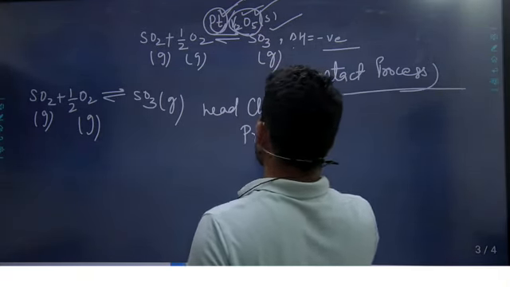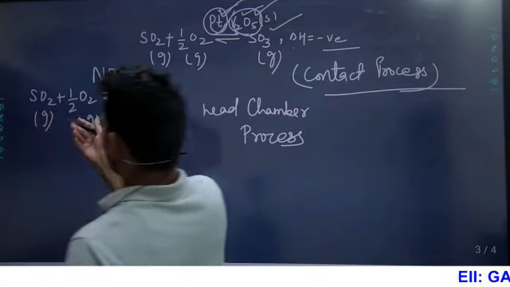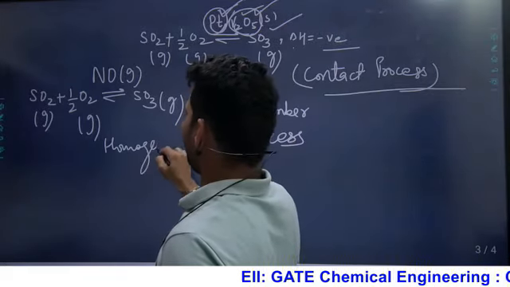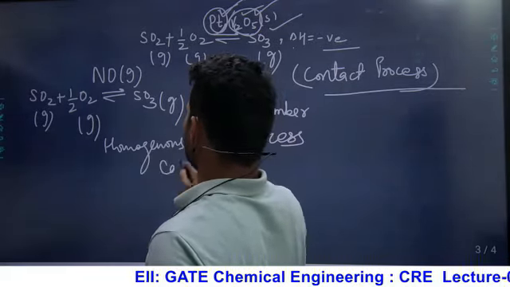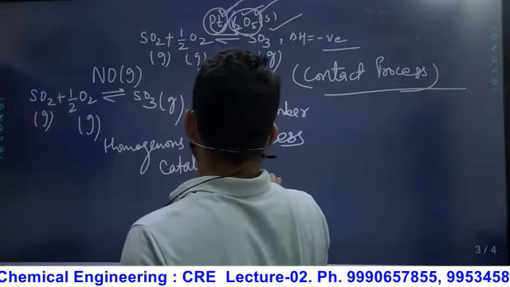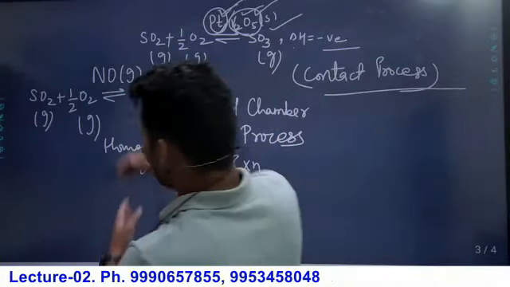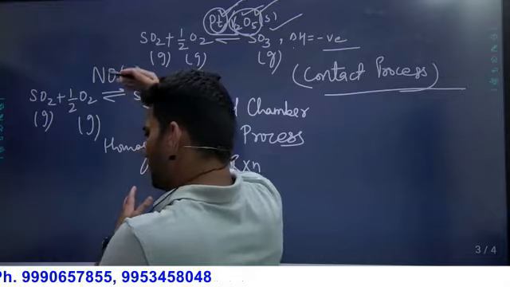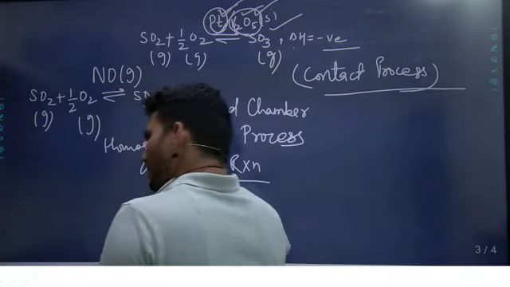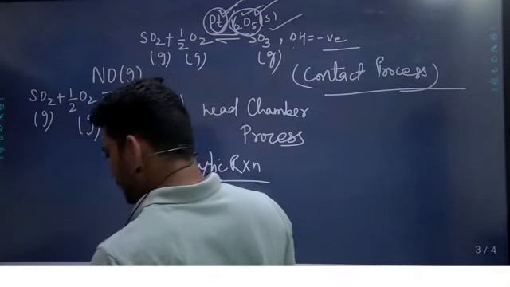In this case, we use the catalyst nitric oxide, which is in the gas phase. You can say it is the example of homogeneous catalytic reaction. So you will find that there are not just one or two examples in which the catalyst is in the gaseous phase. There are lots of examples. So the catalyst can be present in solid phase, most of the time in solid phase. It may be present in the liquid phase.